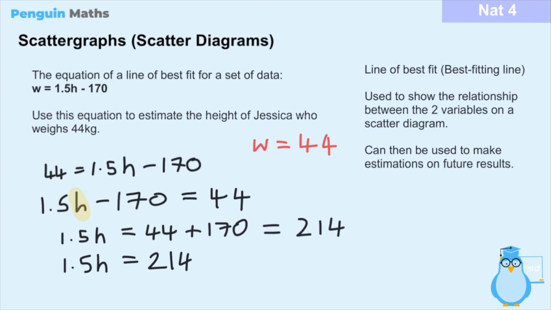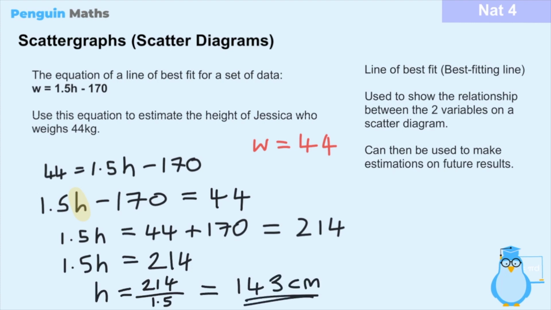So now what we want is h by itself, so we have to take this 1.5 over to the other side, and because it's multiplying on this side, it's going to be divided when we move it over. So we would then have h is equal to 214 divided by 1.5, and that gives us an approximate height of 143 centimeters to the nearest whole number.